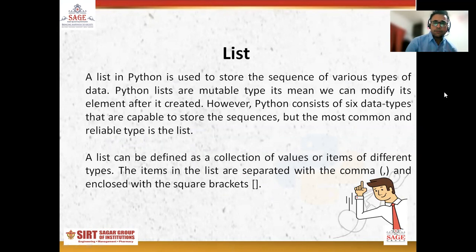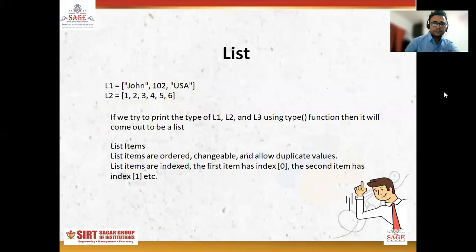A list can be defined as a collection of values or items of different types. The items in the list are separated with commas and enclosed in square brackets. So we have to be careful when we are creating the list. We have to keep attention to the syntax for creating the list, right? Now I will move to the next slide.